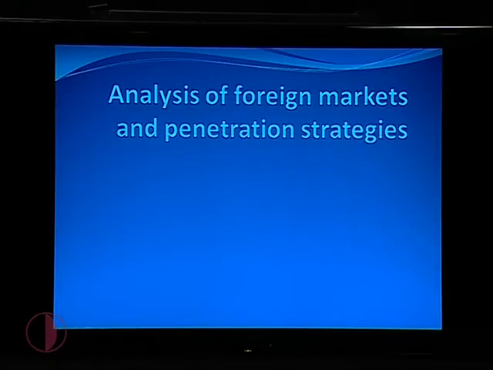I am lecturer of international business, and today our theme is analysis of foreign markets and penetration strategies. Let's start. The purpose of our lesson is to characterize the main methods of foreign markets analysis and to give a description of the penetration methods into foreign market. We have 3 questions today.